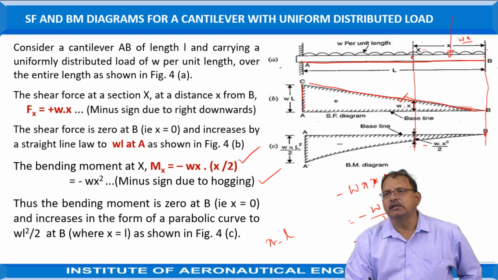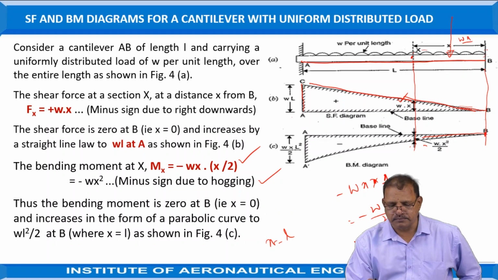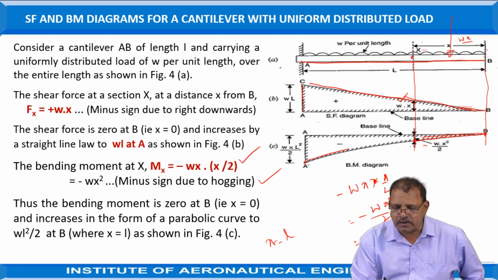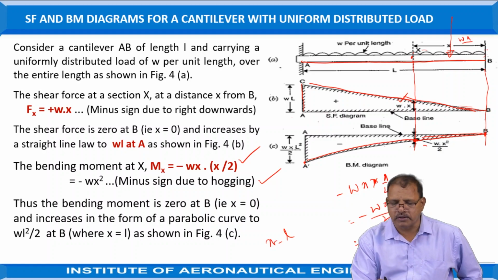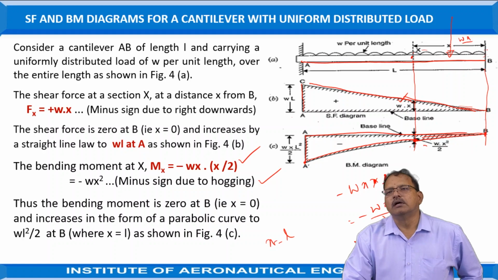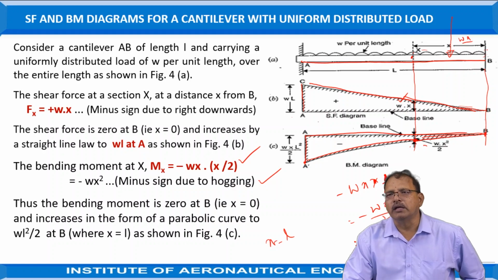Since it depends upon the square of the distance, the bending moment curve is parabolic. Hence you have to join the points with a parabolic curve from B to A, with the value at A equal to w L square by 2, as shown in the figure. So this is known as the bending moment diagram. Since the effect of this force is a hogging effect, the bending moment is represented as negative.